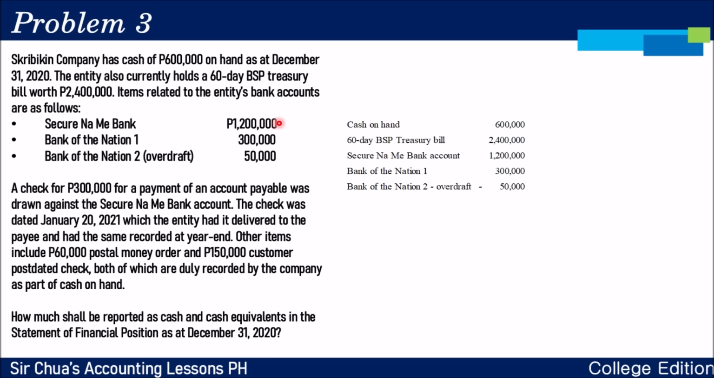You also have a 1,200,000 account balance in Secure na Mi Bank. So, that's cash in bank and we have no problem with that. It was also not stated whether it is restricted or unrestricted, so we can add it, 1,200,000. Bank of the Nation 1 is 300,000.